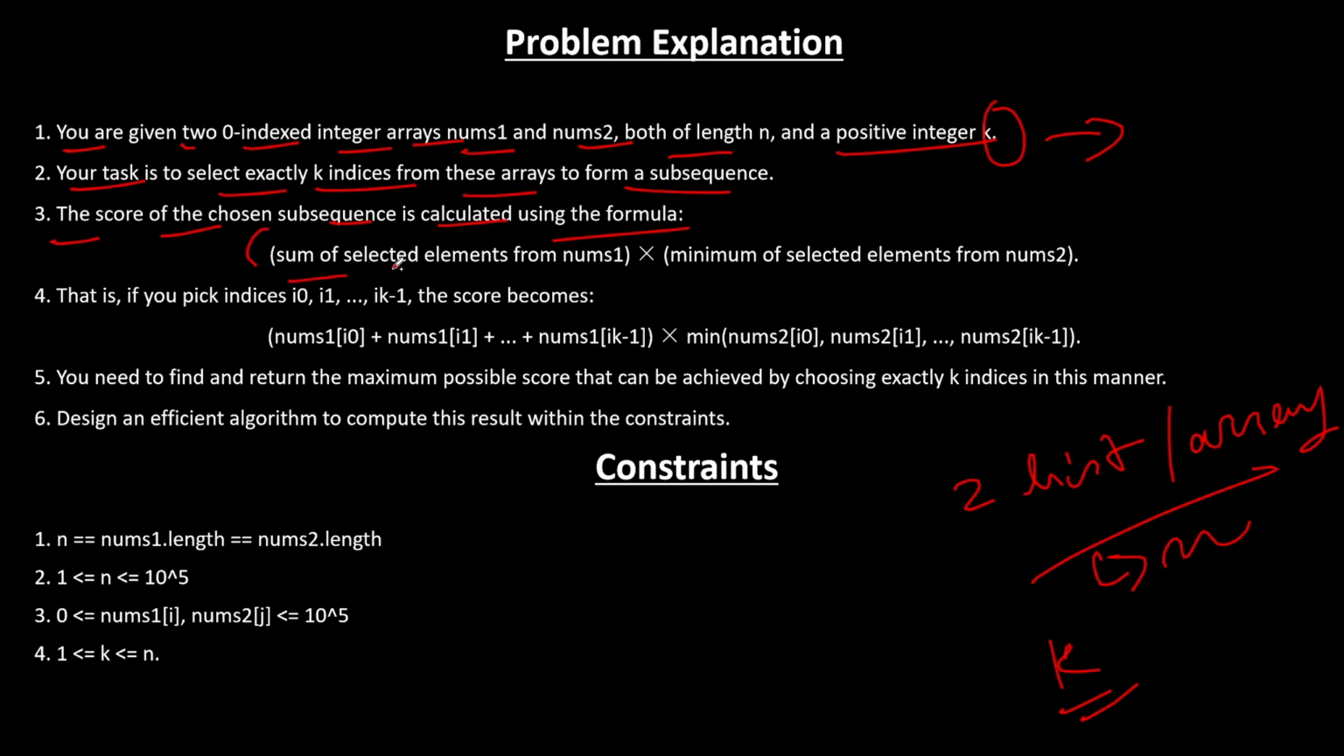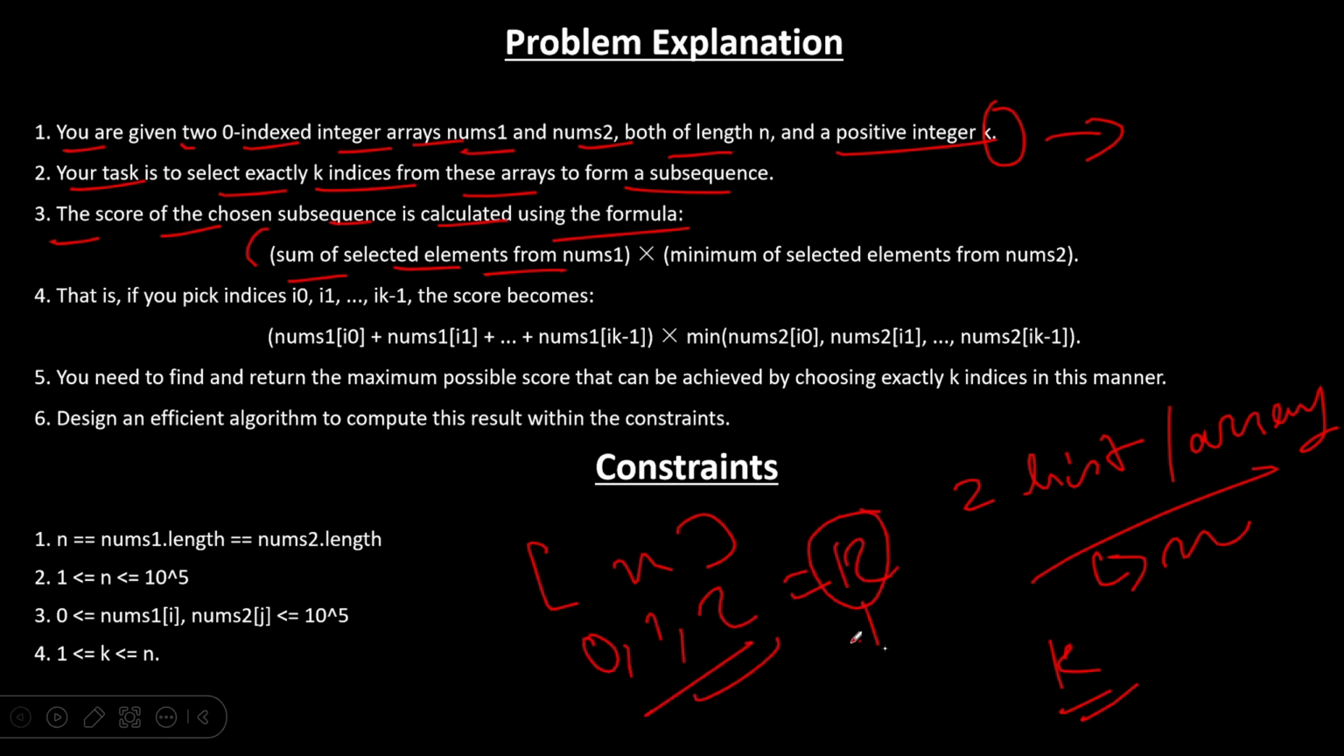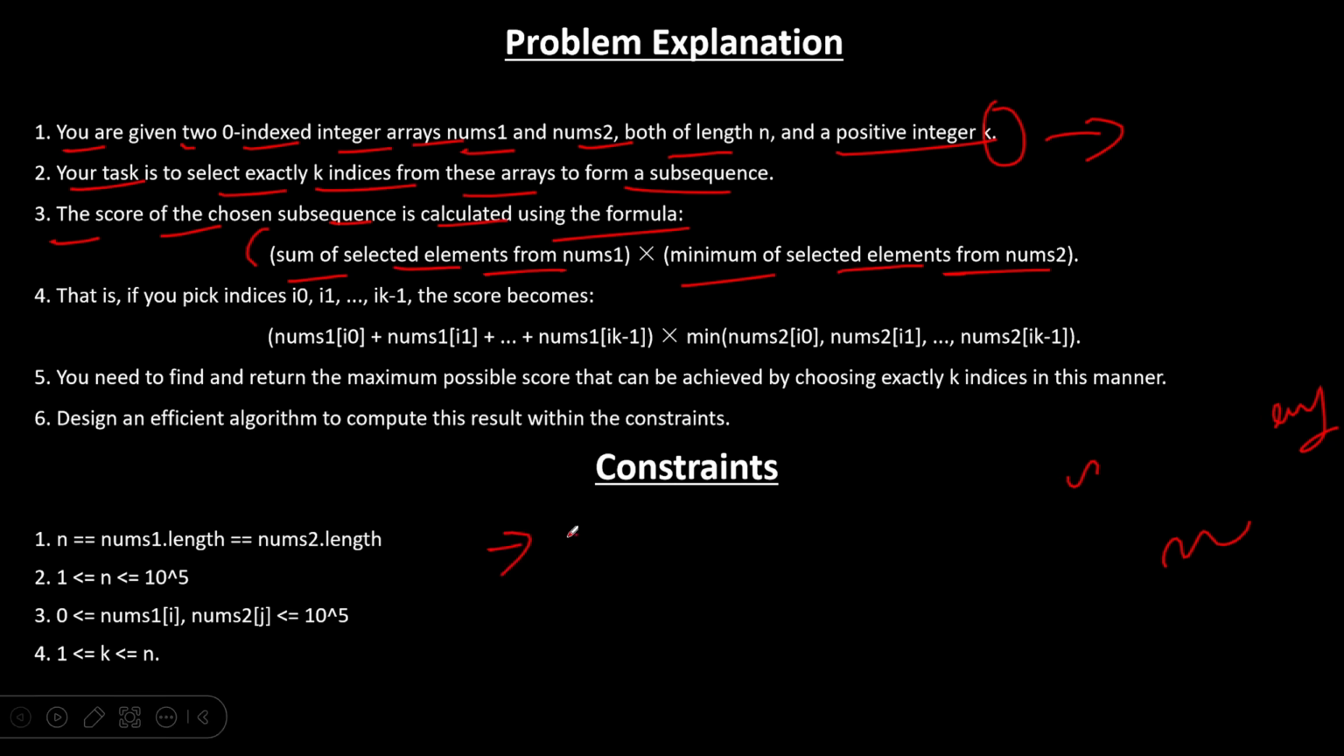It is basically the sum of the selected elements from nums1, multiplied by the minimum of the selected elements from nums2. Suppose there are n elements in nums1 and we select indices 0, 1, and 2, which equals k. If k is given as 3, then with the same indices in nums2, let me write it in a clearer way. If you take indices 0, 1, and 2 from nums1, the same indices you have to take from nums2 also.